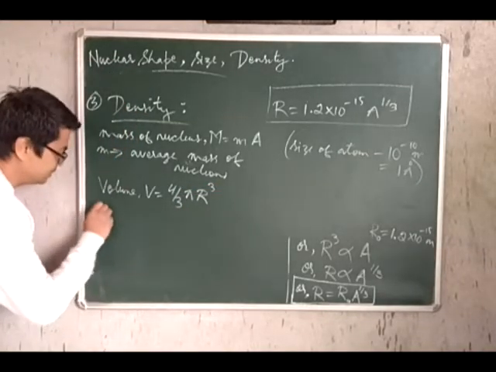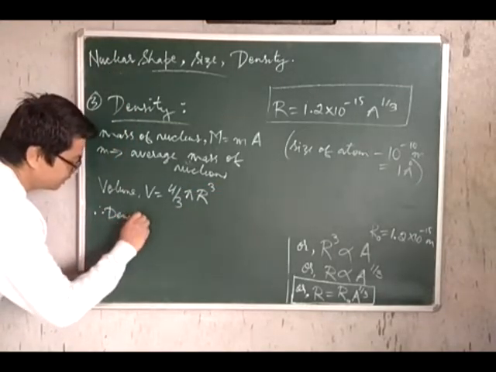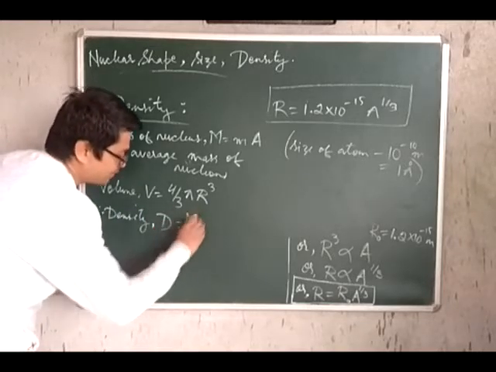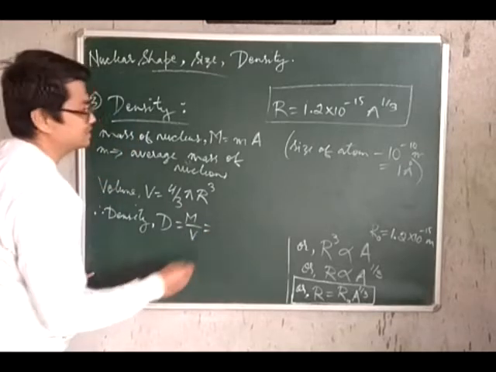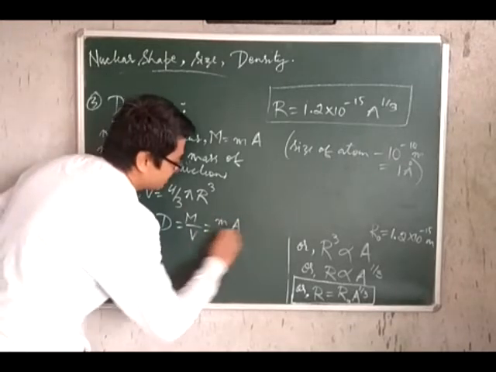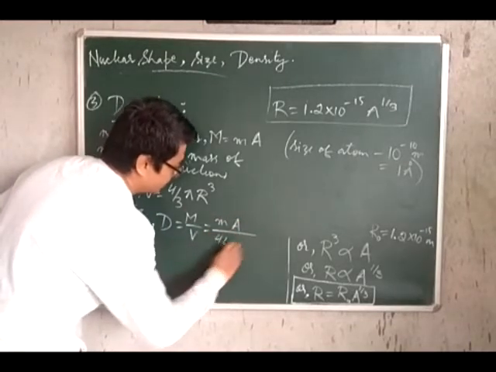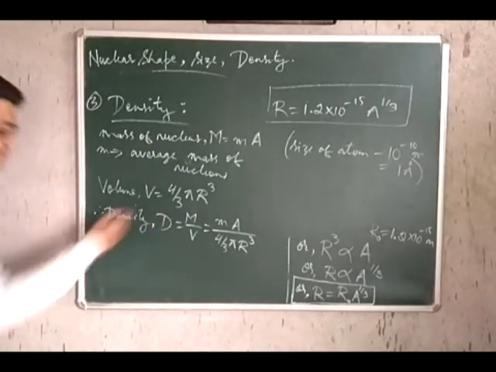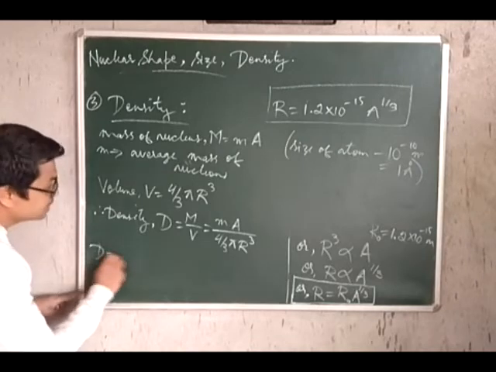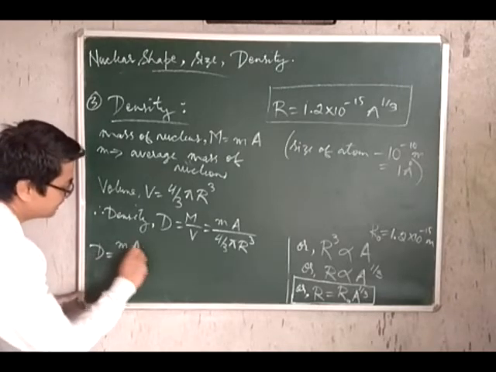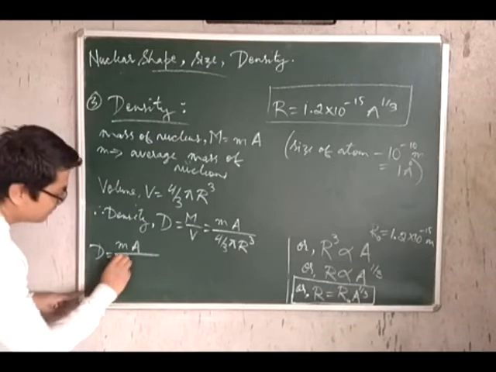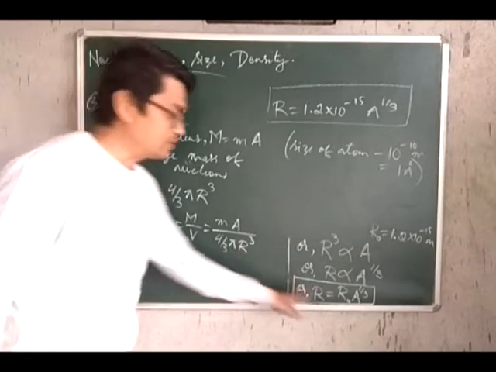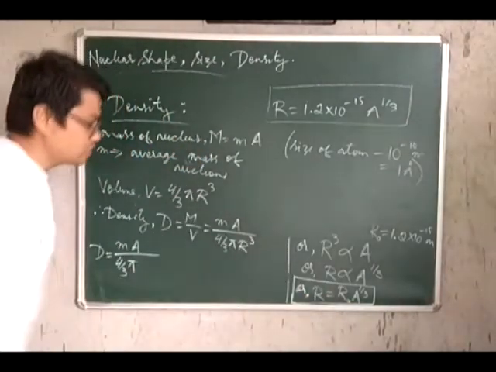Okay, so therefore density, you can do this yourself also. Capital D is mass by volume. From the definition of density, it is small m into capital A divided by 4 by 3 pi r cube. Now this can be written as density is m into A divided by 4 by 3 pi. Instead of r, we'll write r naught A to the power 1 by 3.